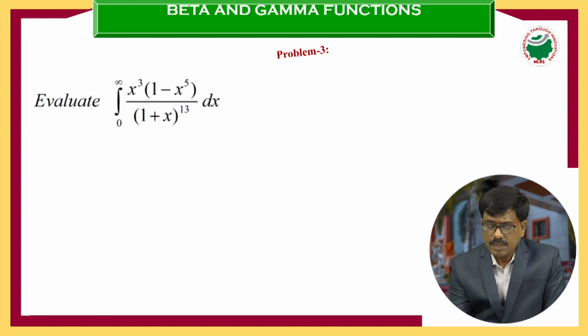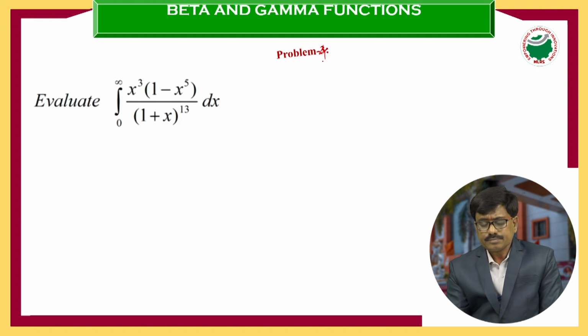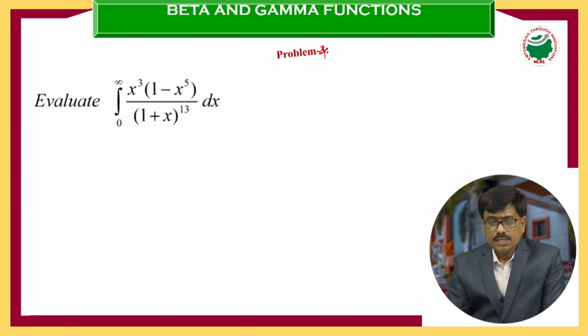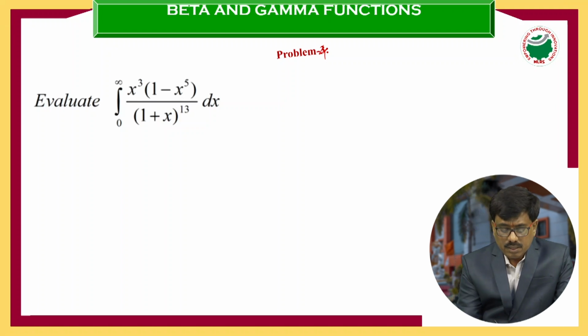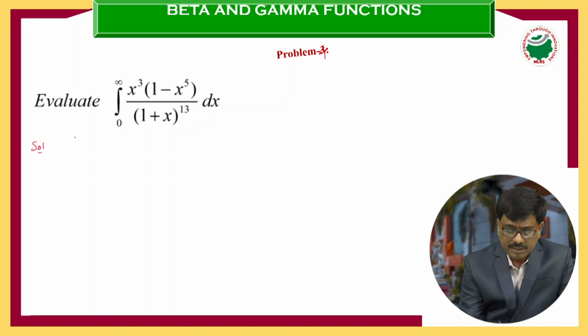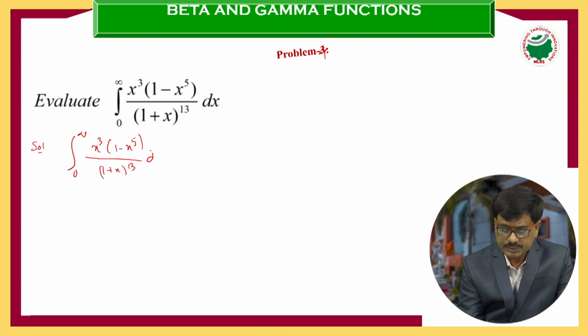And one more problem, I am going to extend this beta function in the integral form. Look at this, evaluate the integral 0 to infinity x power 3 into 1 minus x power 5 divided by 1 plus x whole power 13 into dx. Now let us simplify this integral value, integral 0 to infinity x cube into 1 minus x power 5 whole divided by 1 plus x whole power 13 into dx.